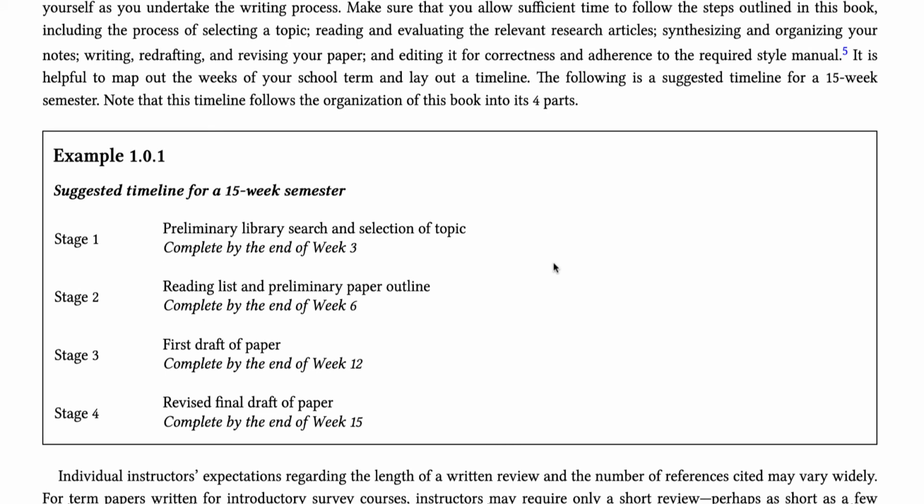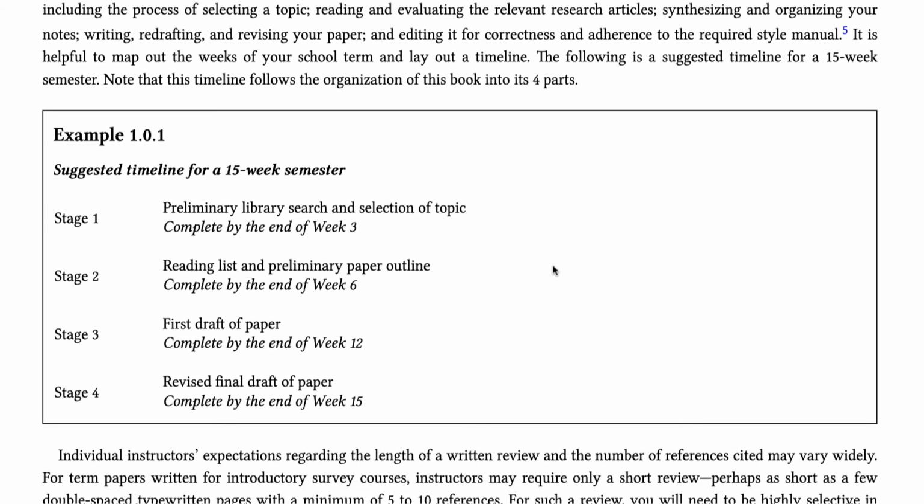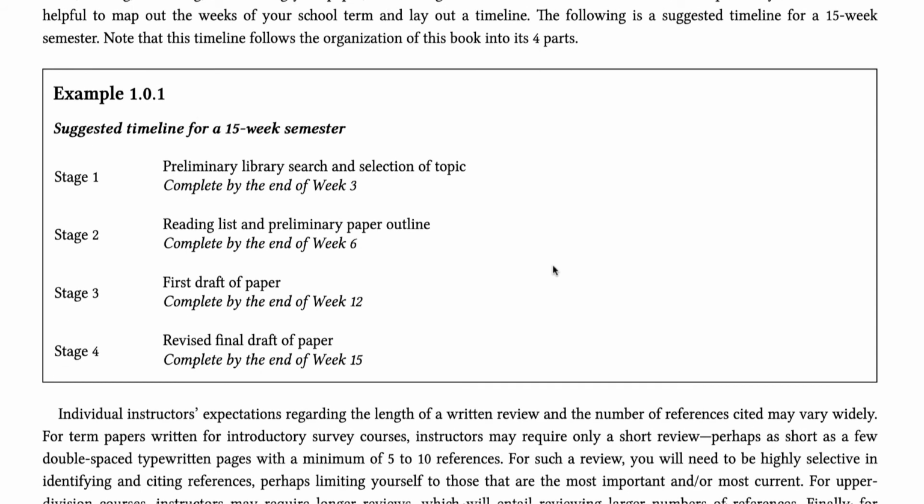Stage 1, preliminary library search and selection of topic, complete by the end of week 3. Stage 2, reading list and preliminary paper outline, complete by the end of week 6. Stage 3, first draft of paper, complete by the end of week 12. Stage 4, revised final draft of paper, complete by the end of week 15.